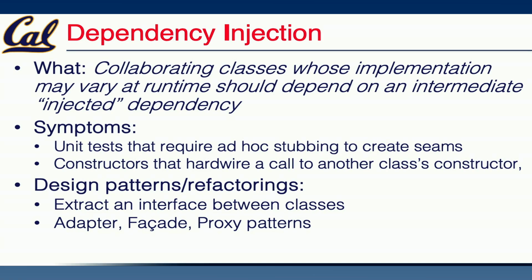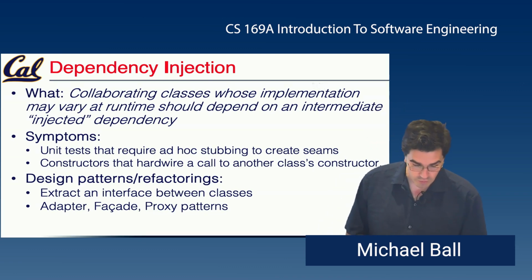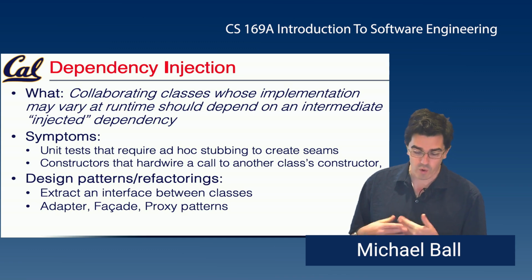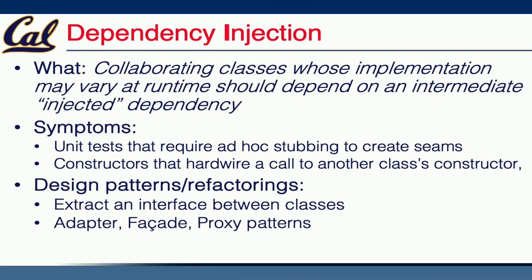Dependency injection. When we work with collaborating classes that may vary their needs at runtime, we should inject a dependency between two classes. Symptoms of this typically include things like a mock train wreck, where inside our test cases we need to constantly mock out an increasingly complicated series of objects, which suggests that two classes could have a dependency injected between them. Unit tests that require too much stubbing, perhaps, and various patterns like the adapter, facade, and proxy patterns can help inject a dependency between classes that alleviate some of these issues.